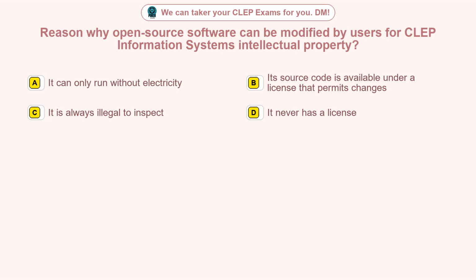Question 93. Reason why open-source software can be modified by users for CLEP Information Systems intellectual property. Option A. It can only run without electricity. Option B.